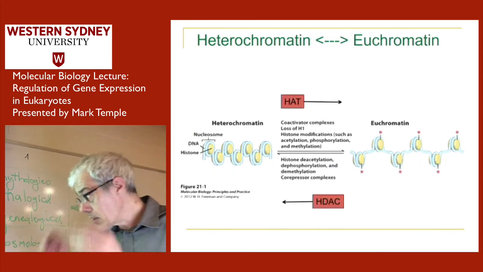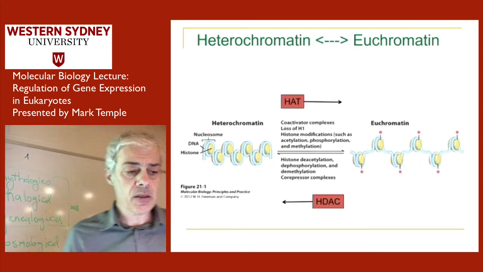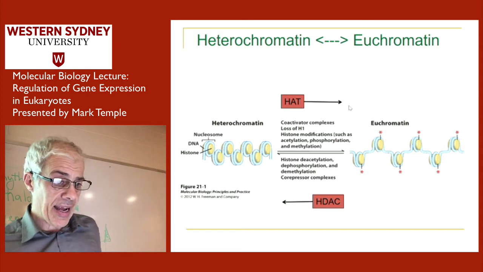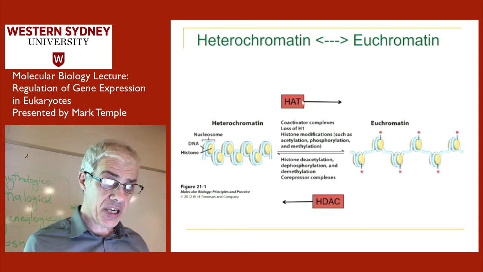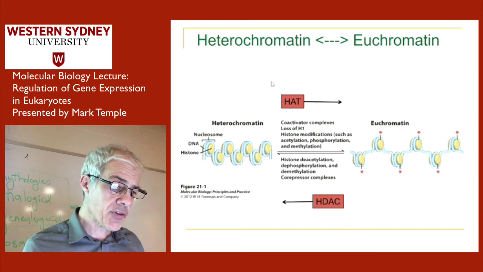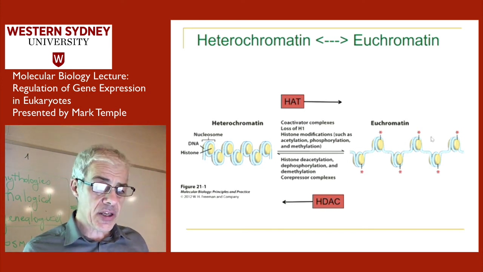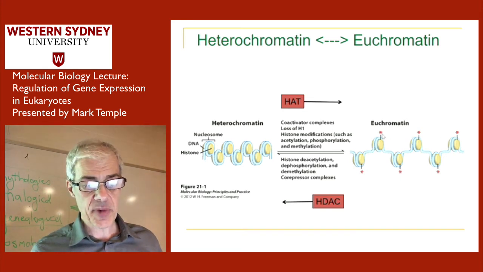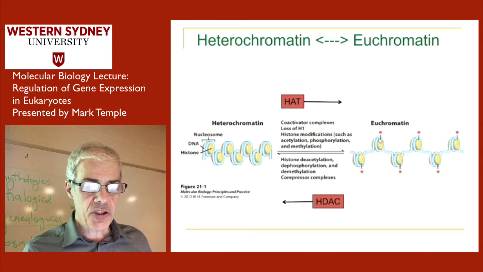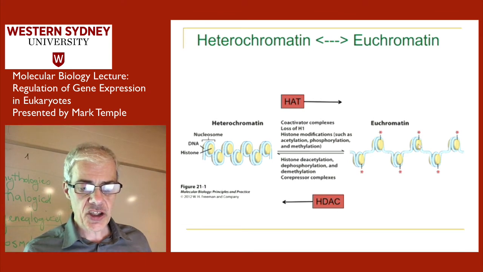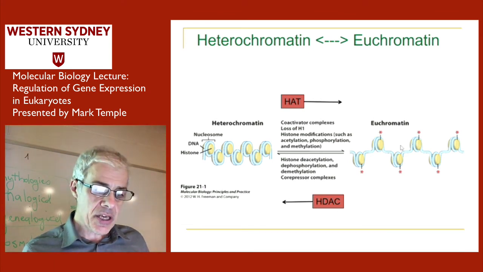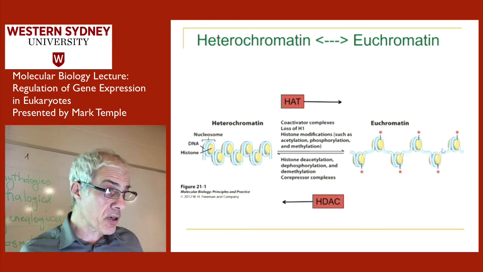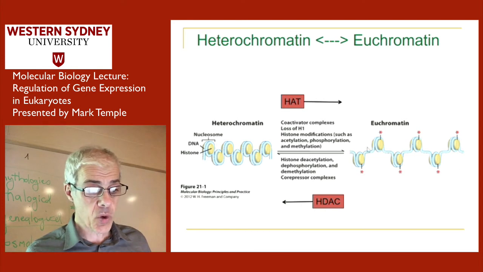Here's another little cartoon from the book, and here's our HAT protein activity, our histone acetyltransferase, which causes acetylation of these tails, and these red blobs indicate that there's been some covalent modification, some acetylation. And once you acetylate these side chains of the histones, you can see that the chromatin here is drawn in a much more open and loose format than it was here.